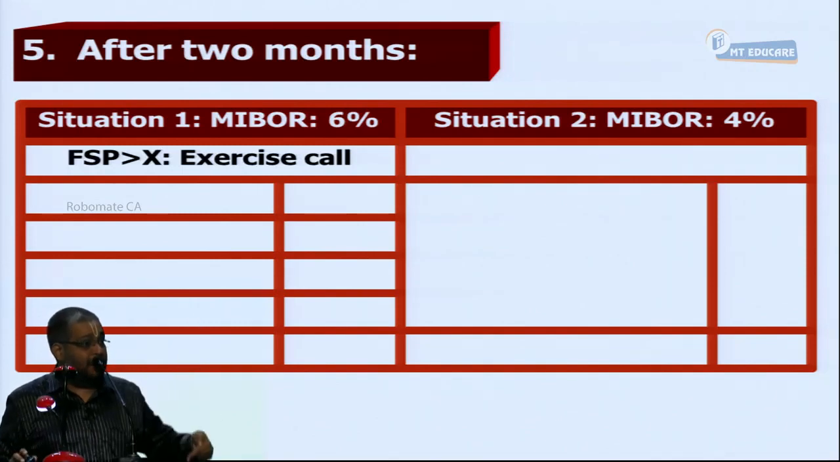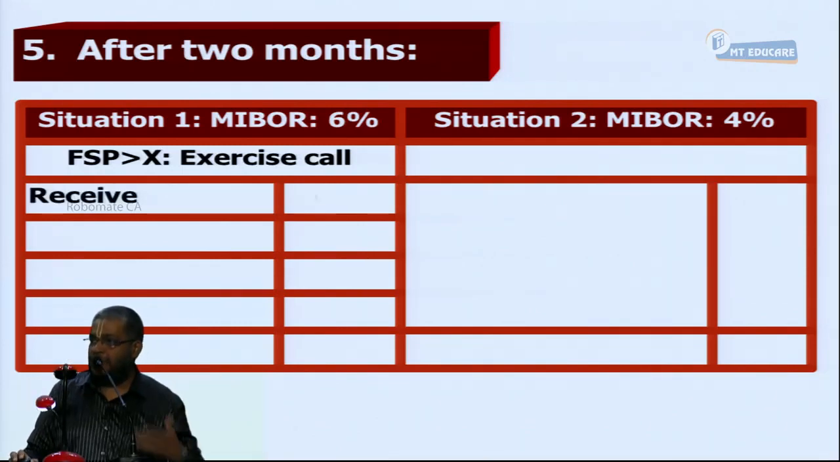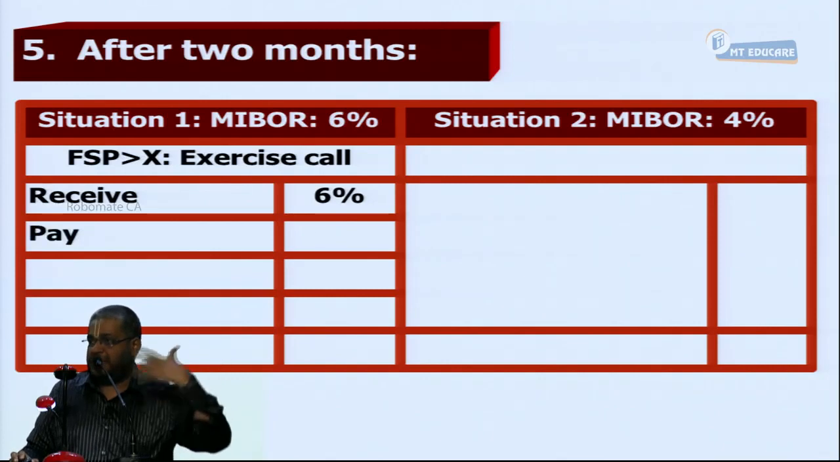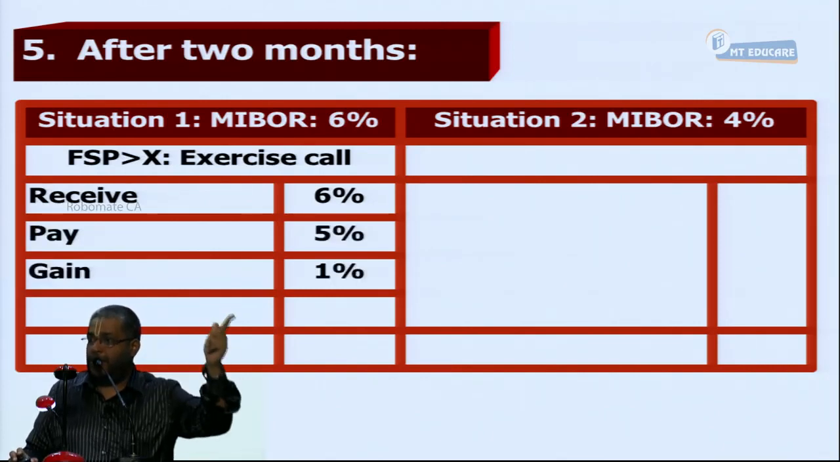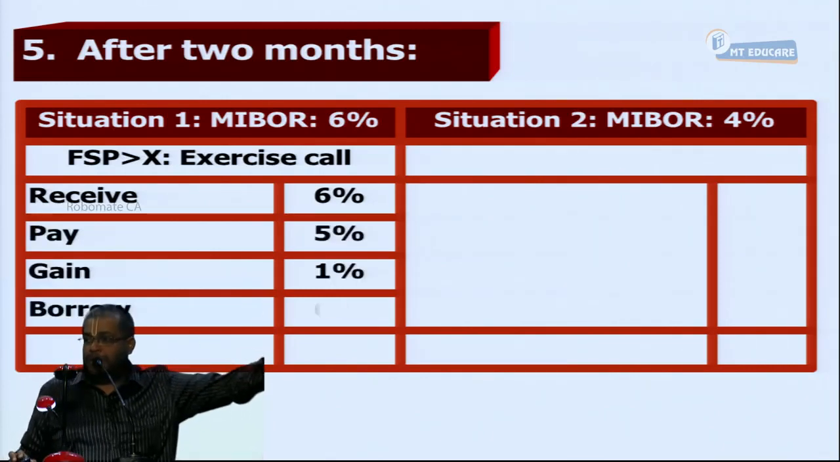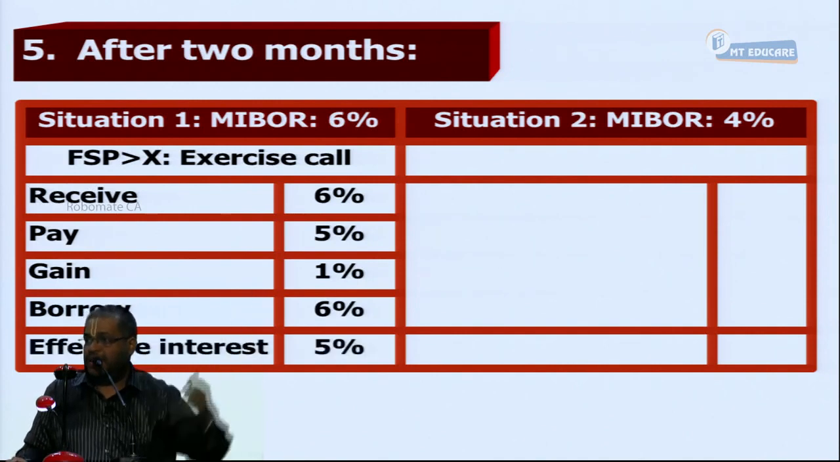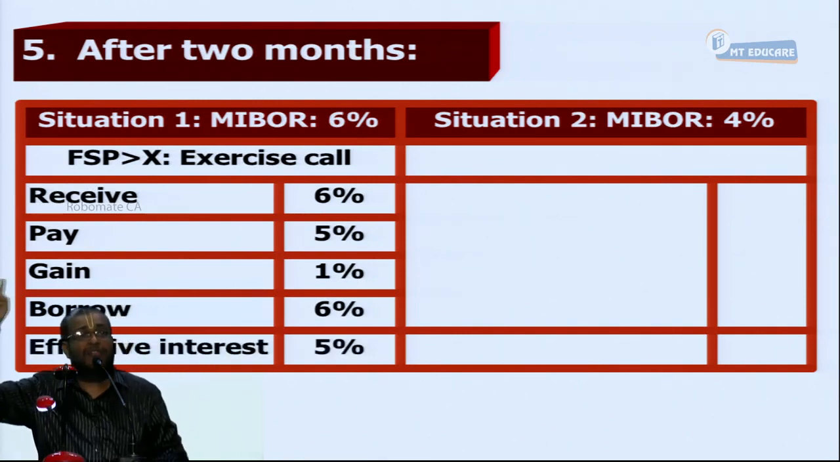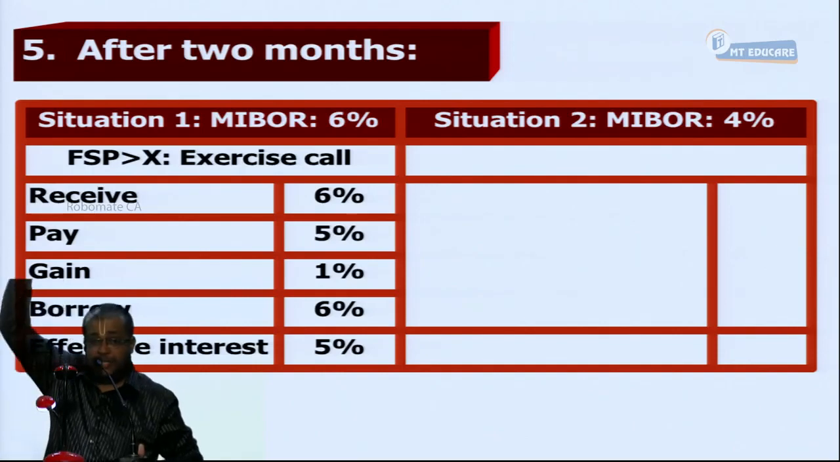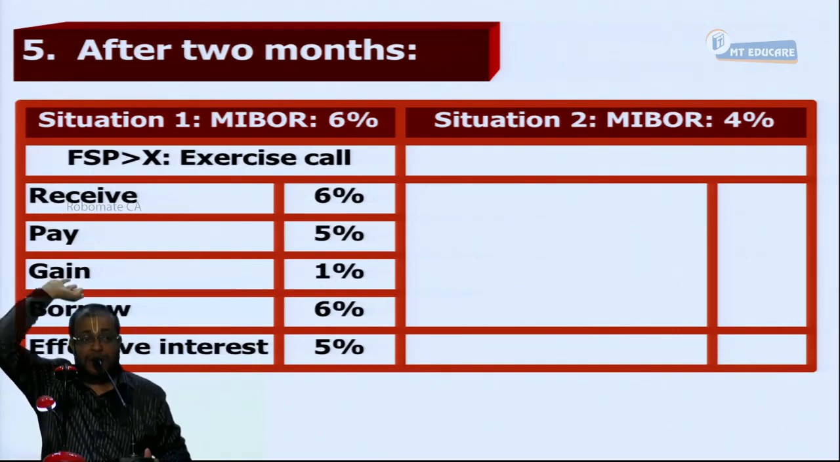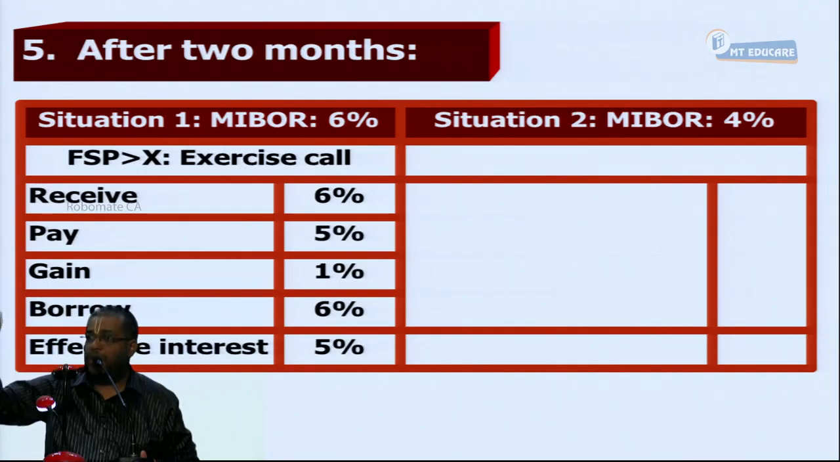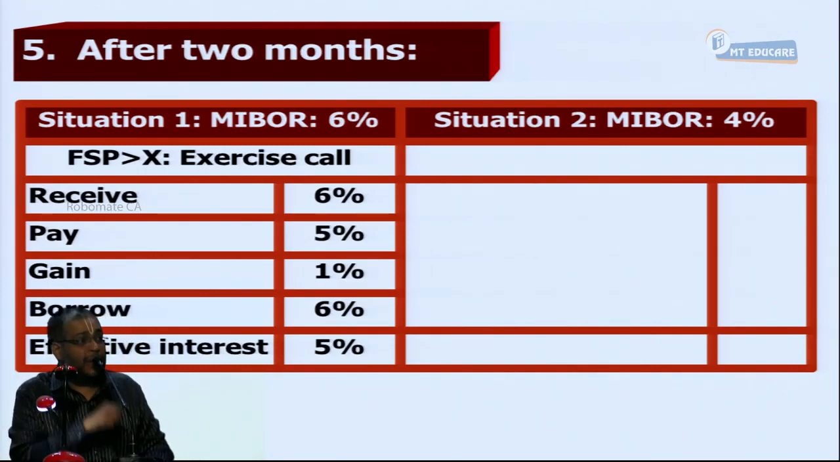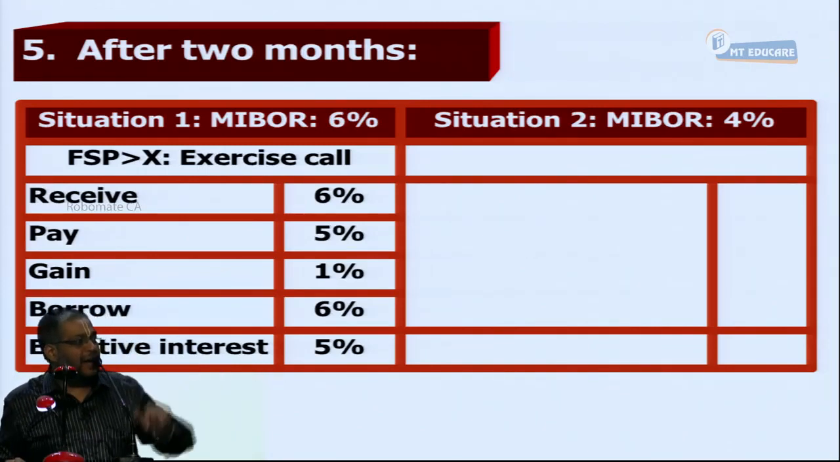So what do I do? Exercise the right and then buy MIBOR. I receive 6% MIBOR and pay 5% fixed. How much is the profit? 1. I go to the bank and borrow at 6%. So what is the effective interest rate? 5%. That means, when the interest rate increases, I can still borrow at 5%, because I can exercise the call and make a profit in the call market. Any questions? Yes or no?